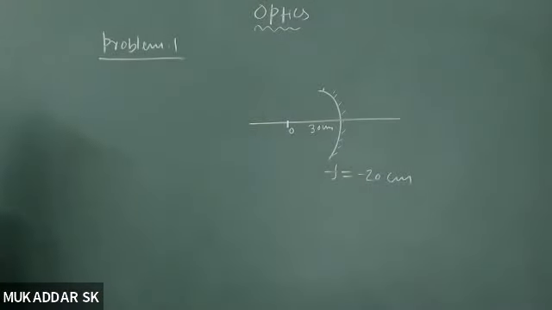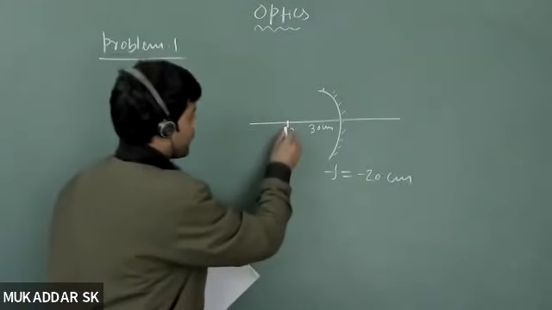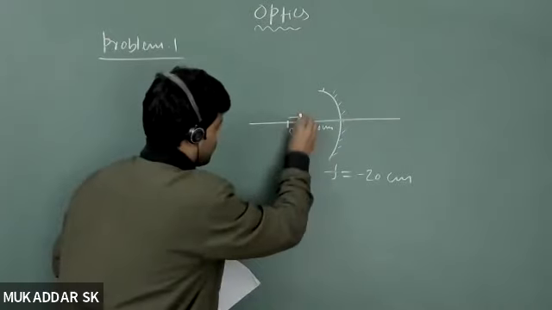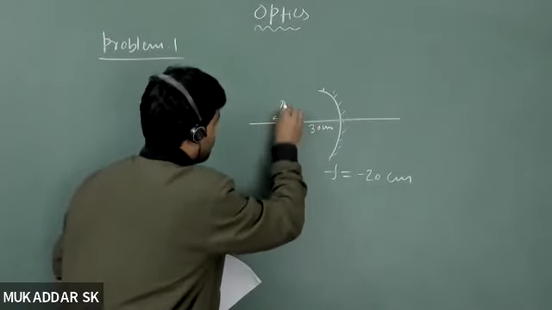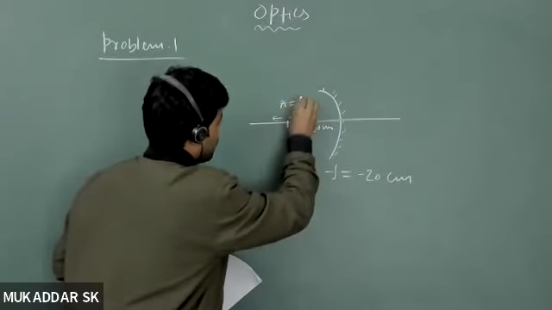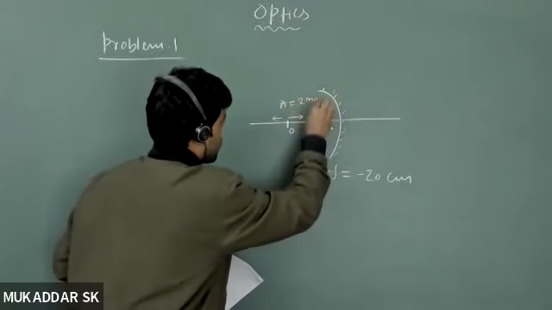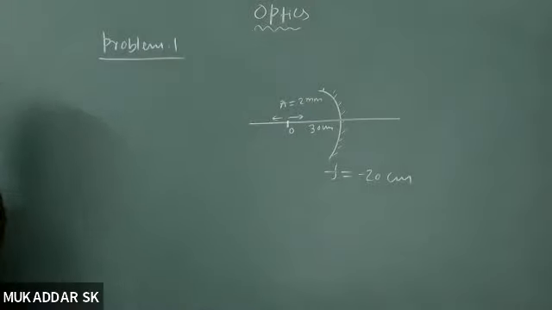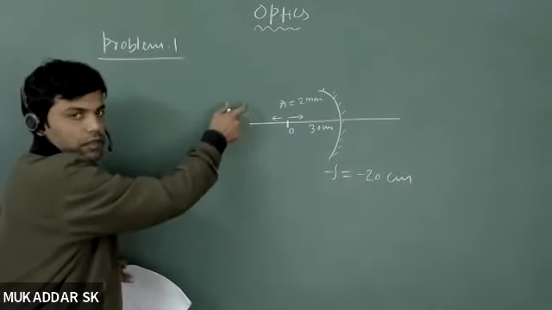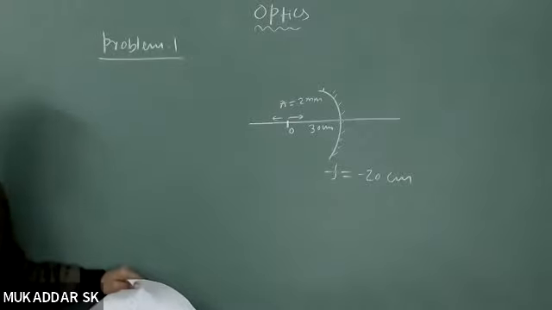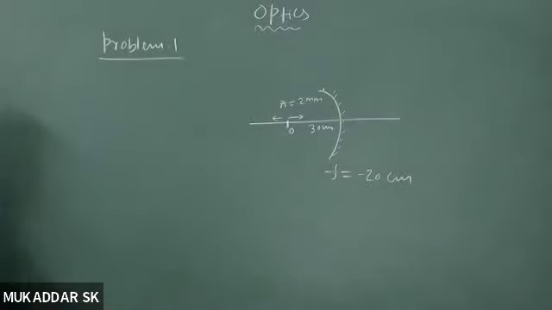And this point object is actually oscillating, with an amplitude of oscillation that is given as 2 millimeter. So capital A is the amplitude of oscillation. So what is the question? You have to calculate the amplitude of oscillation of the image.